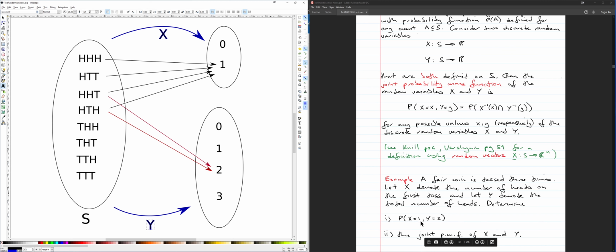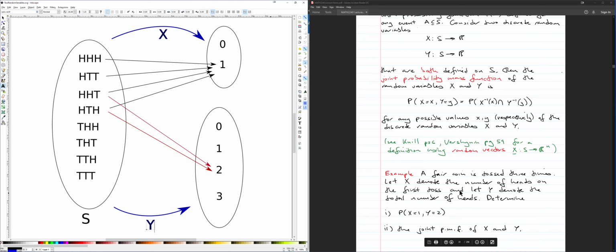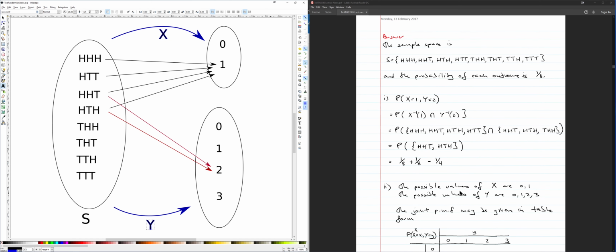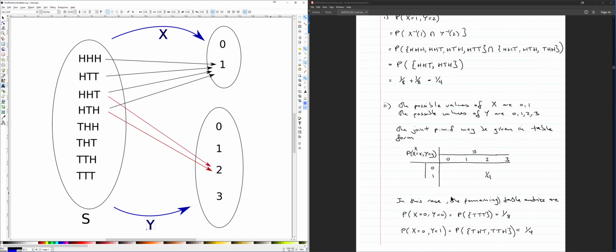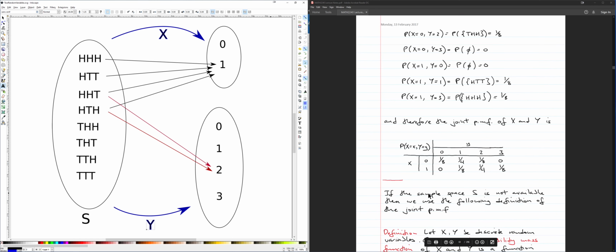A probability mass function is a function. What that means is that you want to be able to calculate this for any possible value of x and any possible value of y. Later on I actually do that; here I work it out. For example, when x is equal to 0 and y is equal to 0, I'm going to get a certain value. When x is equal to 0 and y is equal to 2, I'm going to get a certain value, which is 1/8.